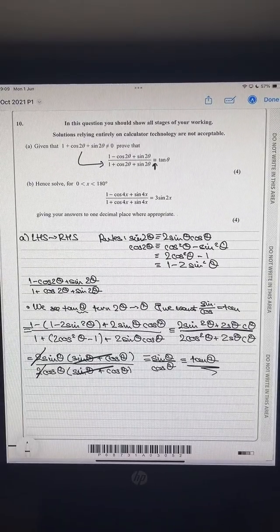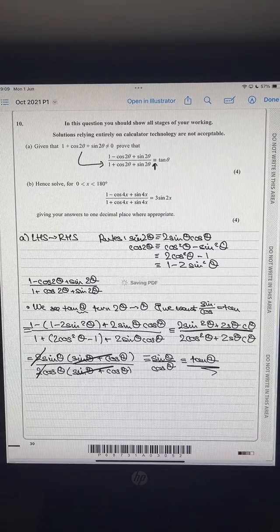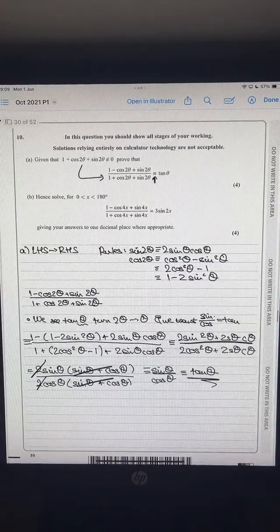So in my opinion, this trig proof was quite a nice one. This was like a fun trig proof compared to other ones that they've asked.